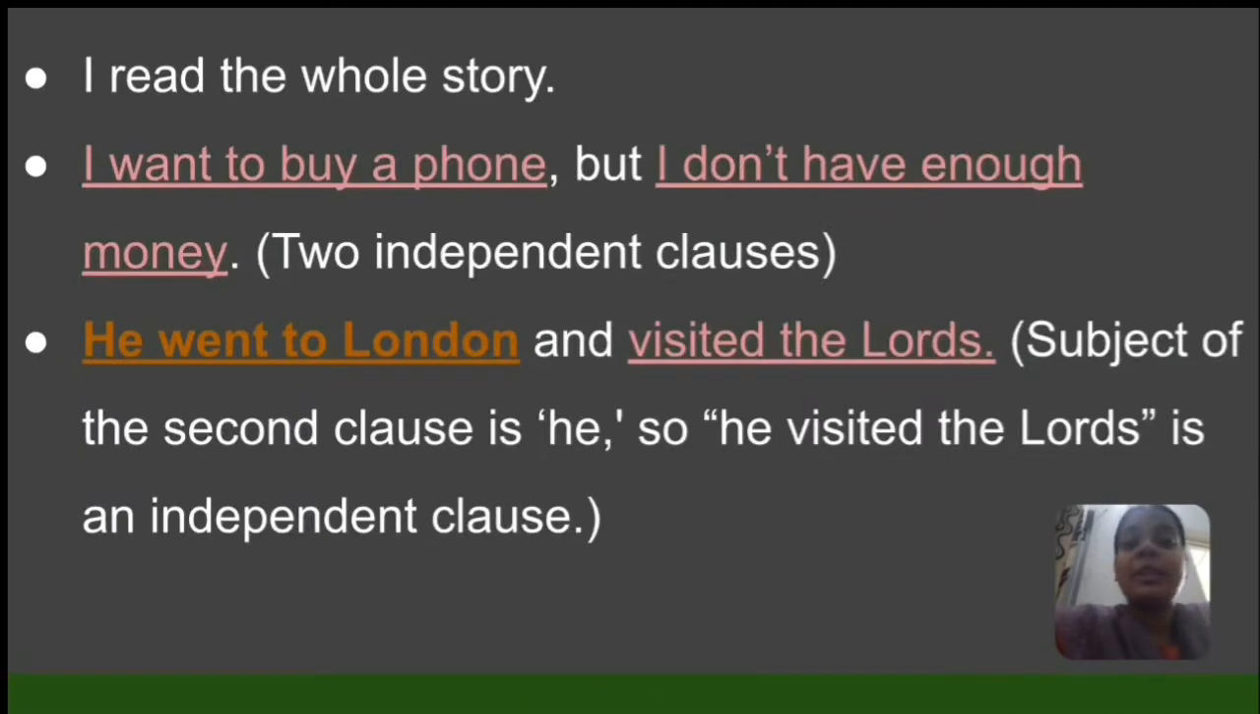Now here are a few more examples. I read the whole story. I want to buy a phone but I don't have enough money. In this sentence, I want to buy a phone is an independent clause, and I don't have enough money is also an independent clause. So you can say that a sentence can have more than one independent clause. He went to London and visited the Lords. Here the subject of the second clause is hidden. He went to London is an independent clause, and he visited the Lords is also an independent clause. I hope you have understood how to identify independent clauses.